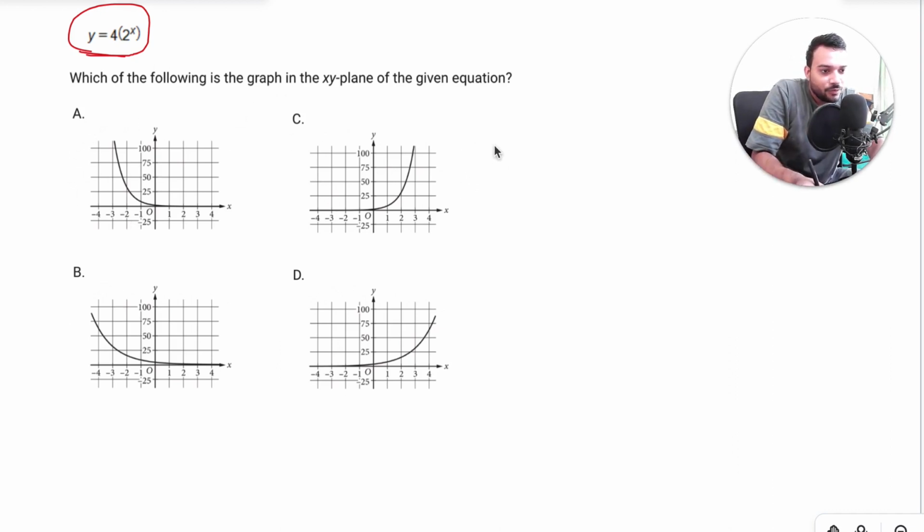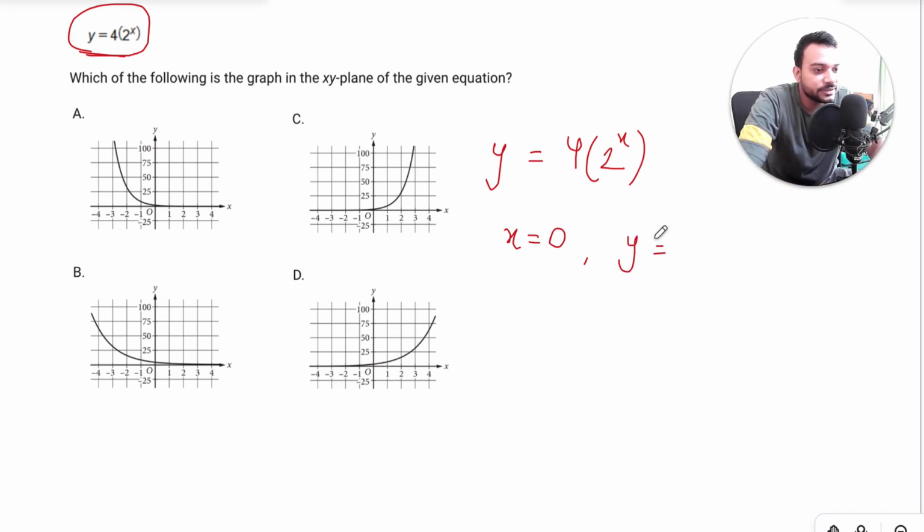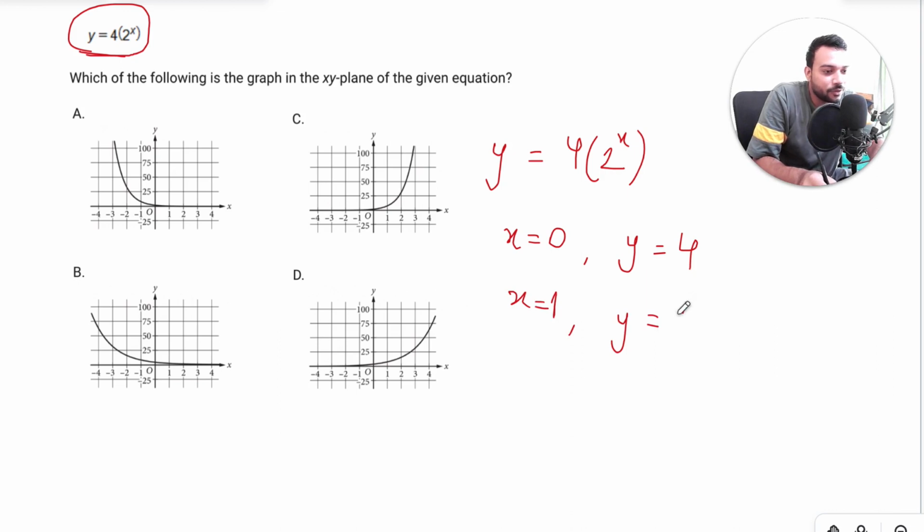So y is equal to 4 times 2 raised to the power x. If I put x is equal to 0, what is y equal to? Solve it quickly. 2 raised to the power 0 would be a 1. 1 times 4 would be a 4. Y is 4. If I look at x is equal to 1, y is going to be 2 raised to the power 1, which is 2, times 4, which is 8. X is equal to 2. Y is going to be 2 squared, which is 4, times 4 is 16.